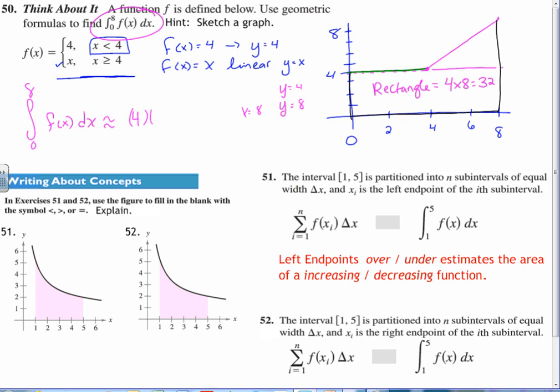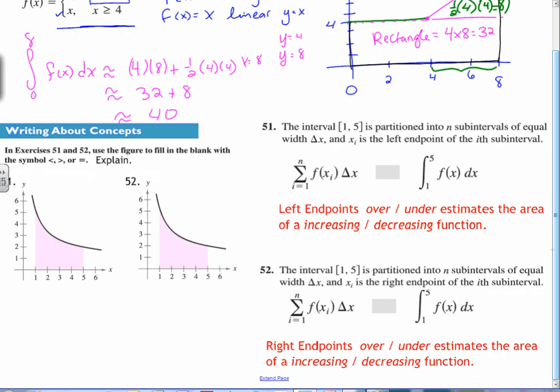So I had 4 times 8 plus then I've had that triangle up above it, and that triangle picks up an area of 1/2. Base would be 4, height would be 4, area 16, half of 16 is 8. So over here in my work, I'm going to show 1/2 of 4 by 4. And that means we are going to get approximately, or exactly, 32 plus 8. Our estimation of this integral is 40. Next one, 51 and 52.